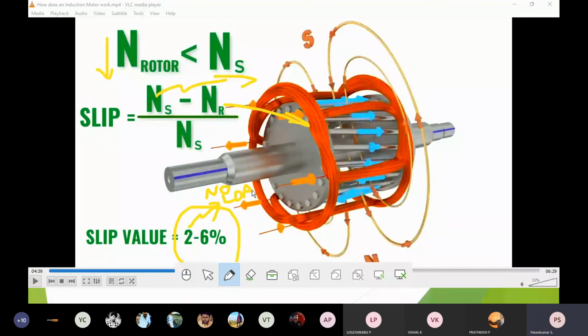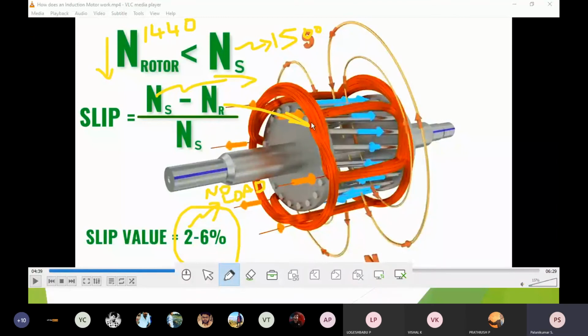That means if I have a 50 hertz frequency and a pair of poles, the synchronous speed because of the 50 hertz supply is 1500 RPM. So my rotor speed will be, if it is 2 percent, around 30 less, so roughly speaking around 1440 RPM.